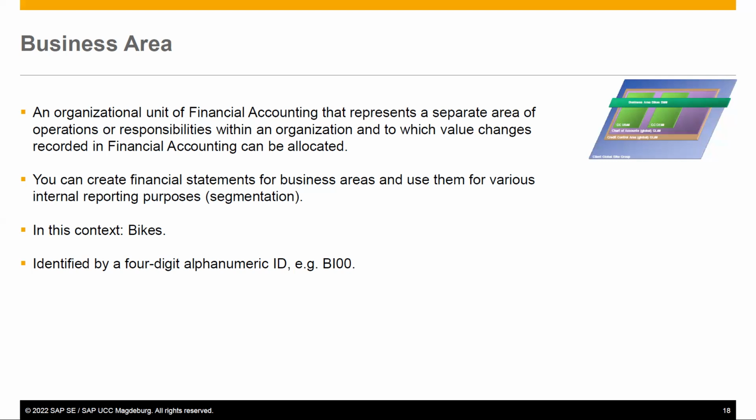Business area is for internal accounting. That is, I can see the profitability from bicycles, or I can see the profitability from the flower business, for my internal decision making purposes.